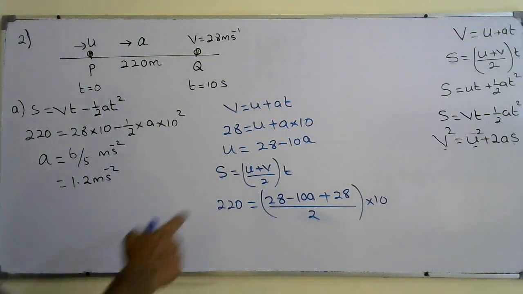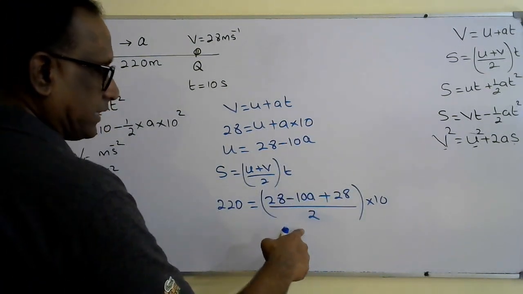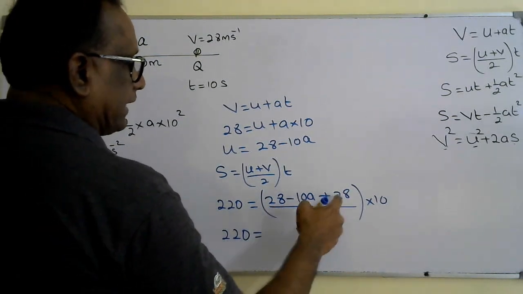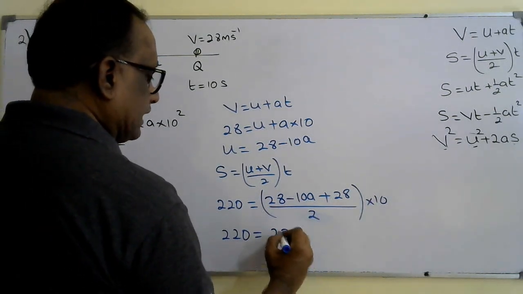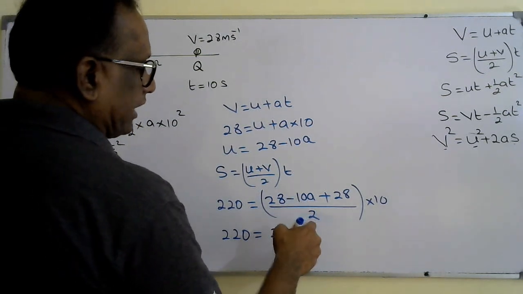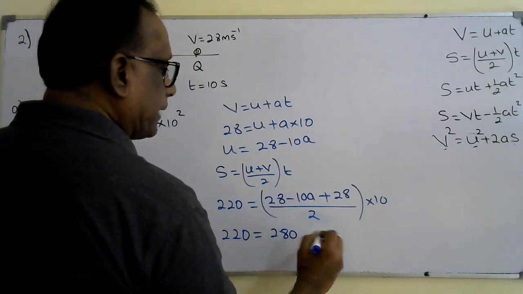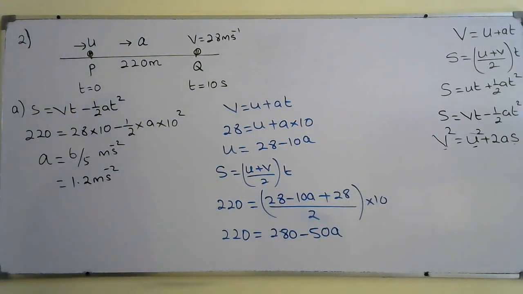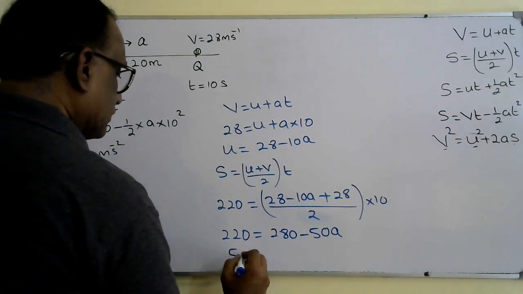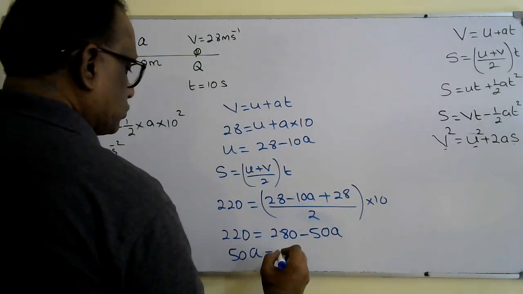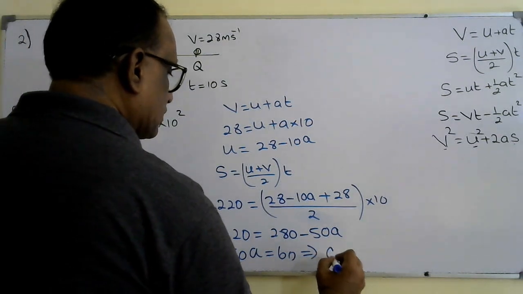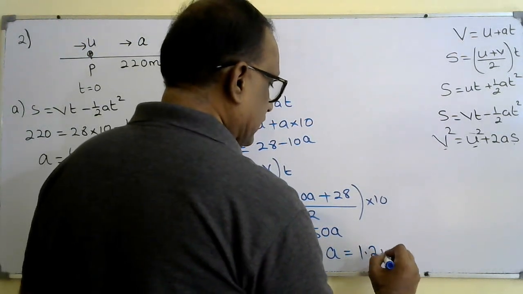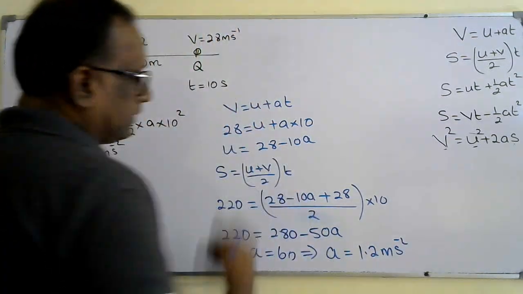Okay, solve it. 28 plus 28 is 56, divided by 2, that is 28, minus 5a. So 220 equals 28 into 10, 280, minus 5a into 10, that is minus 50a. So 50a is going to be 280 minus 220, that is 60. So a is equal to 6 over 5, the same answer again. 6 over 5 means 1.2 meters per second squared. Here we got the answer here also.